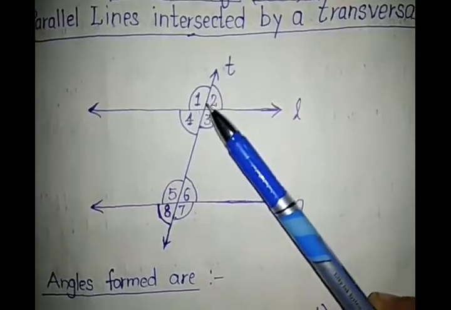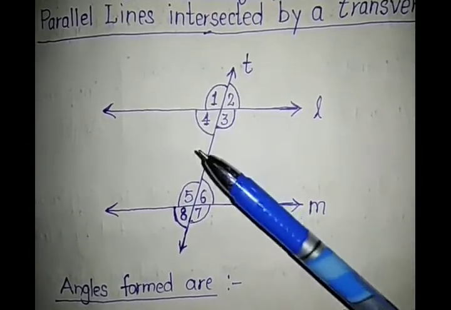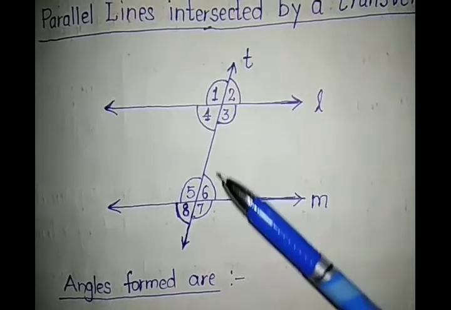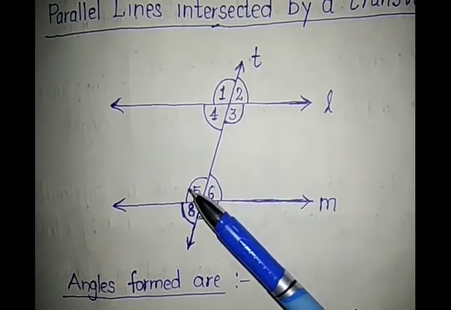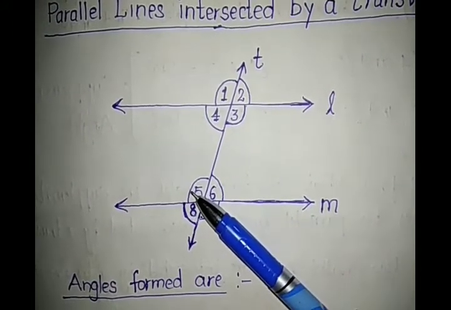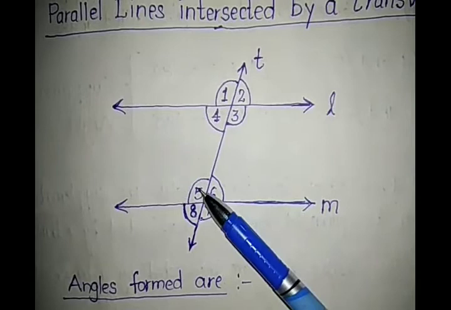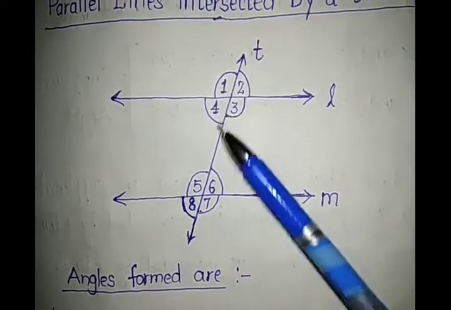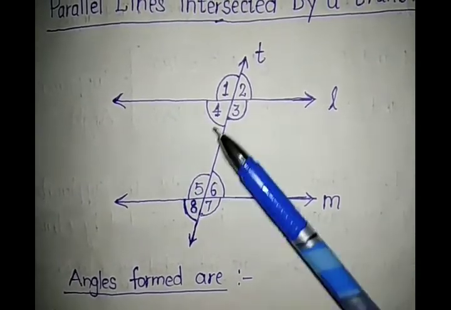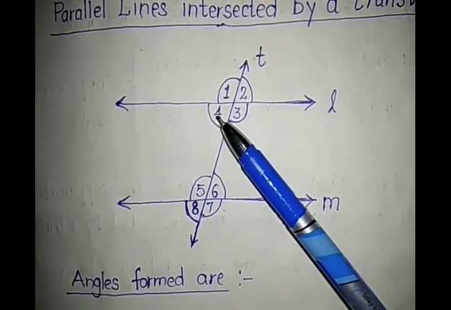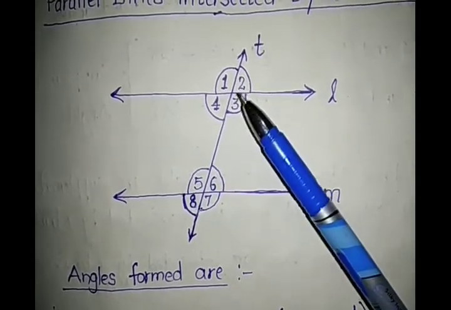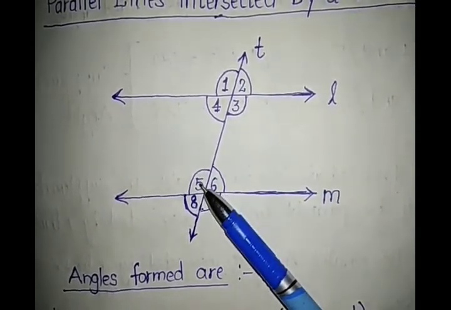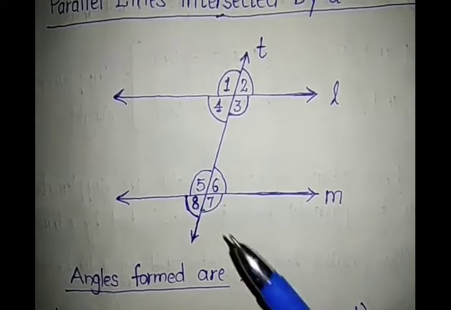Now we take angle 4 and angle 6. What is the relation between these angles? Angle 4 and angle 6. Similarly, angle 3 and angle 5. What type of angles are these? These angles are called alternate interior angles. Angle 4 and angle 6 are alternate interior angles. Similarly, angle 3 and angle 5 are also alternate interior angles.